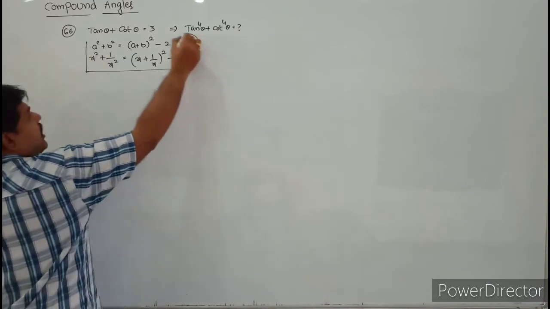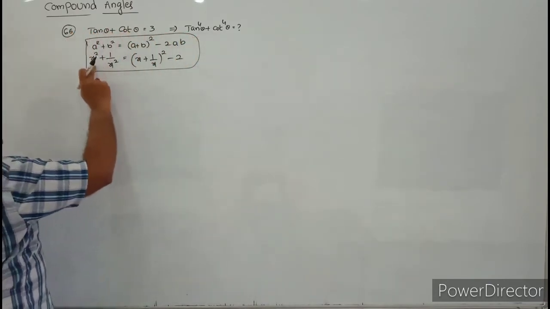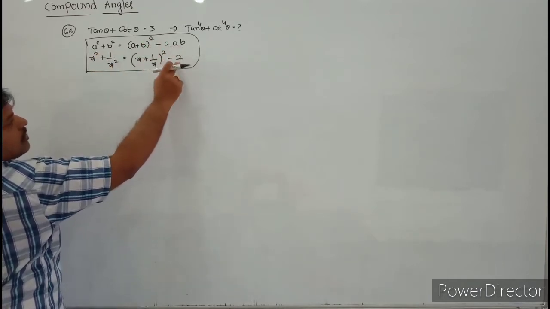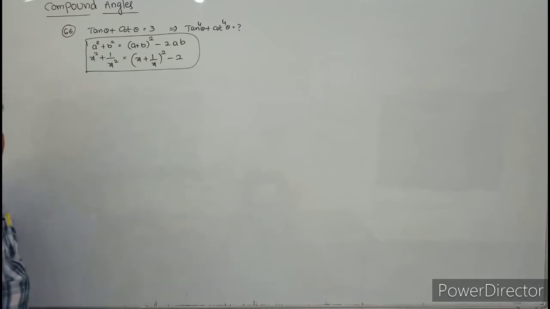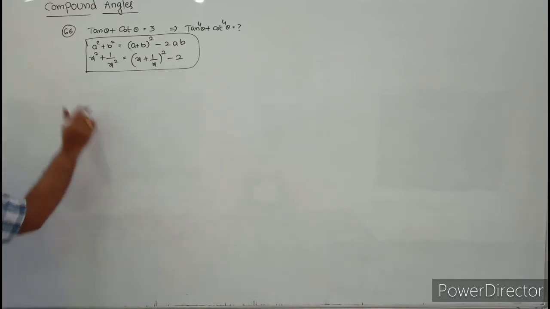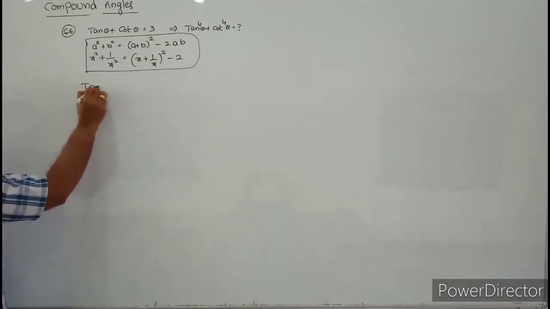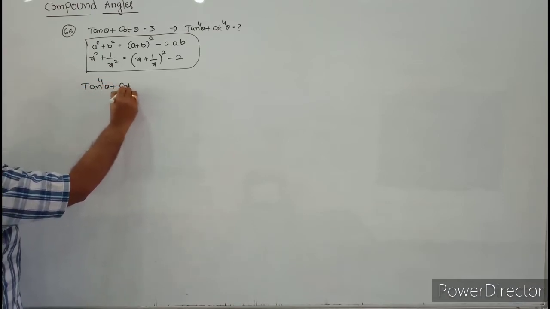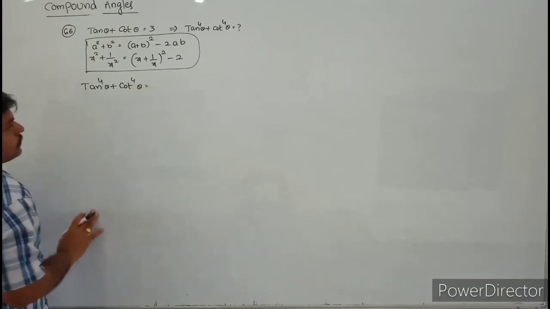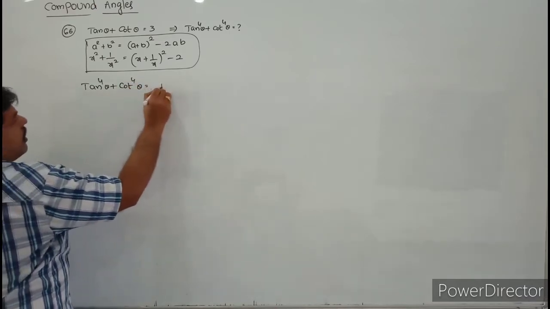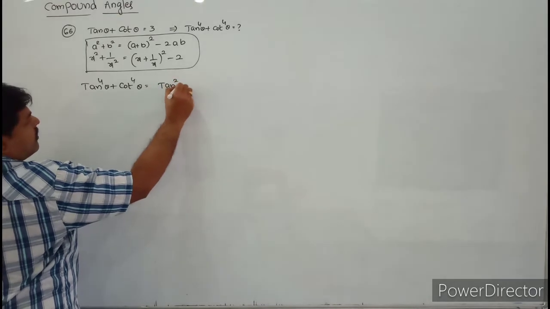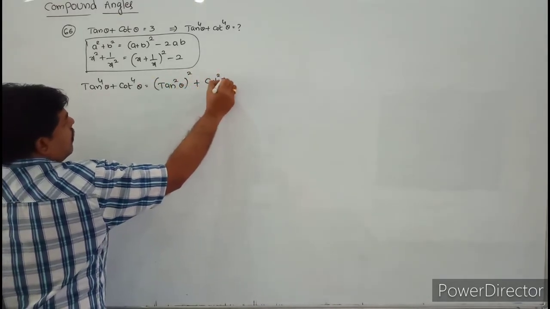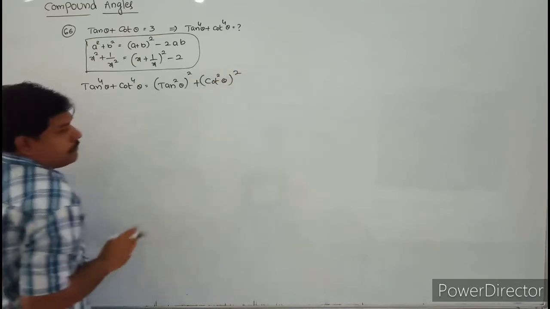Why? Because A is x and B is 1 by x. If we replace x into 1 by x, it will become 1, so it becomes 2 into 1, which is 2. Okay, so here what I am going to take is tan power 4 theta plus cot power 4 theta. Tan power 4 theta we can write as tan square theta whole square plus cot square theta whole square.